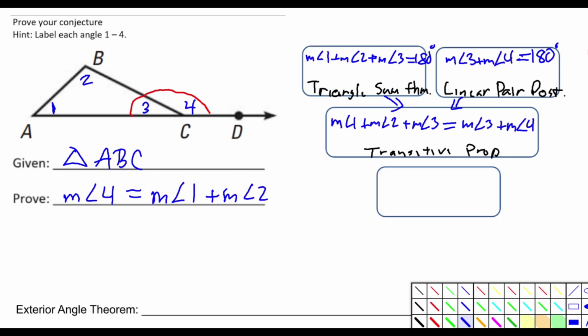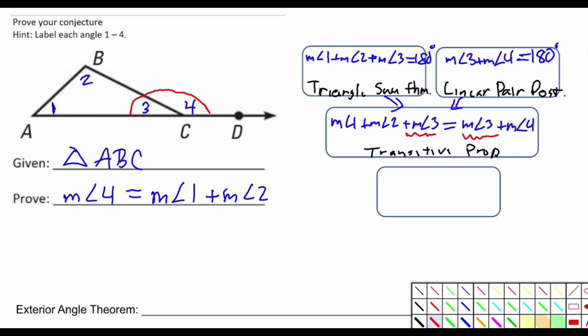All right, so now take a look at this. Now we've said, well, triangles equal 180. We know that the linear pair equals 180. And what you should see here is in this statement, you have a measure of angle 3 in both parts of your equation.